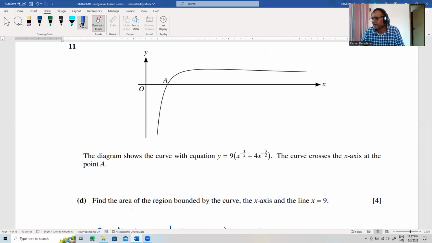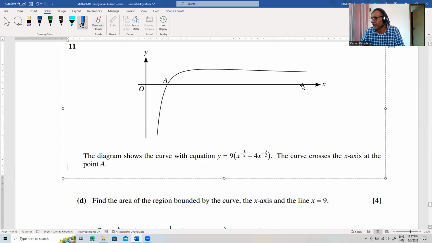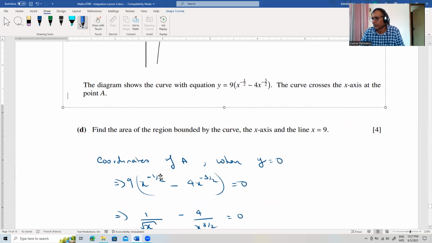Find the area of the region bounded by the curve, the x-axis, and the line x is equal to 9. Ça veut dire between A and 9. Mais là, mon besoin trouve the coordinates of A.